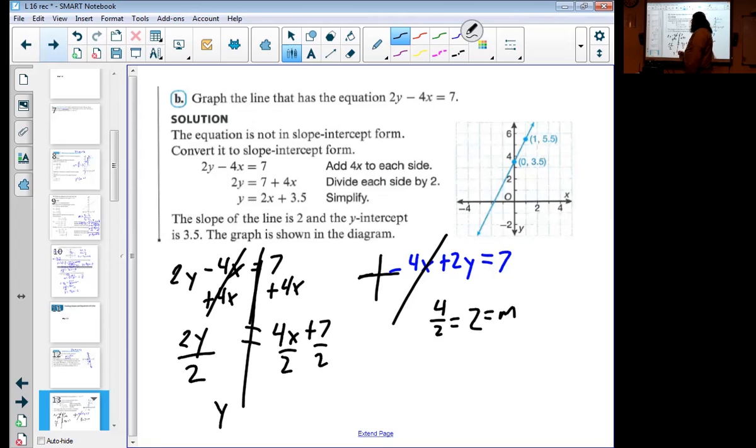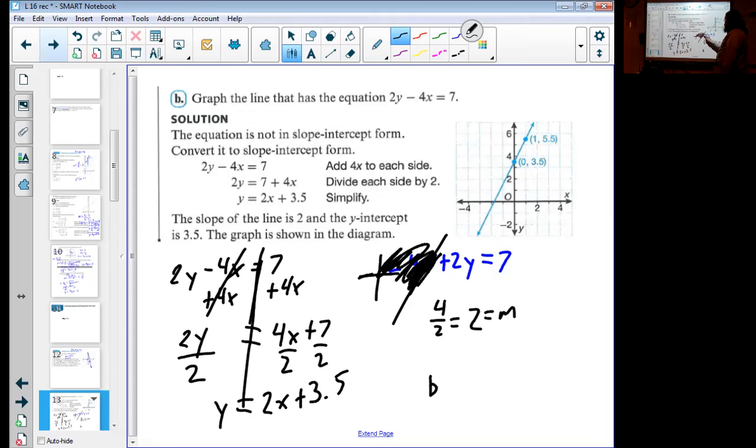We have y is equal to 4 divided by 2 is 2x, and then this is going to be plus 3 and 5 tenths. Now the way you do it over here, we have that m, or b, is going to be, so we take out our x term. And we have 2y is equal to 7. We just divide by 2, divide by 2. We have the b is equal to 3 and 5 tenths.